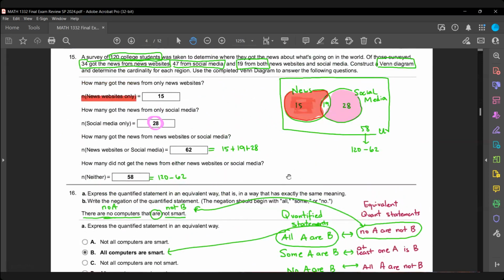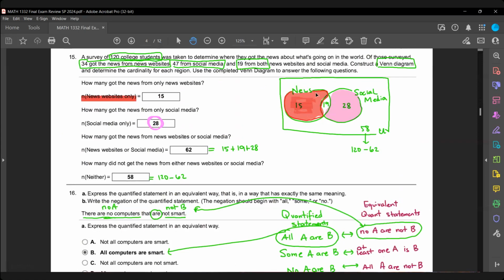On number 15, we have another application problem. It says that there was a survey with 120 students. Of those that were surveyed, 34 got the news from websites, 47 from social media, and 19 from both platforms. It says to construct a Venn diagram and then answer some questions.